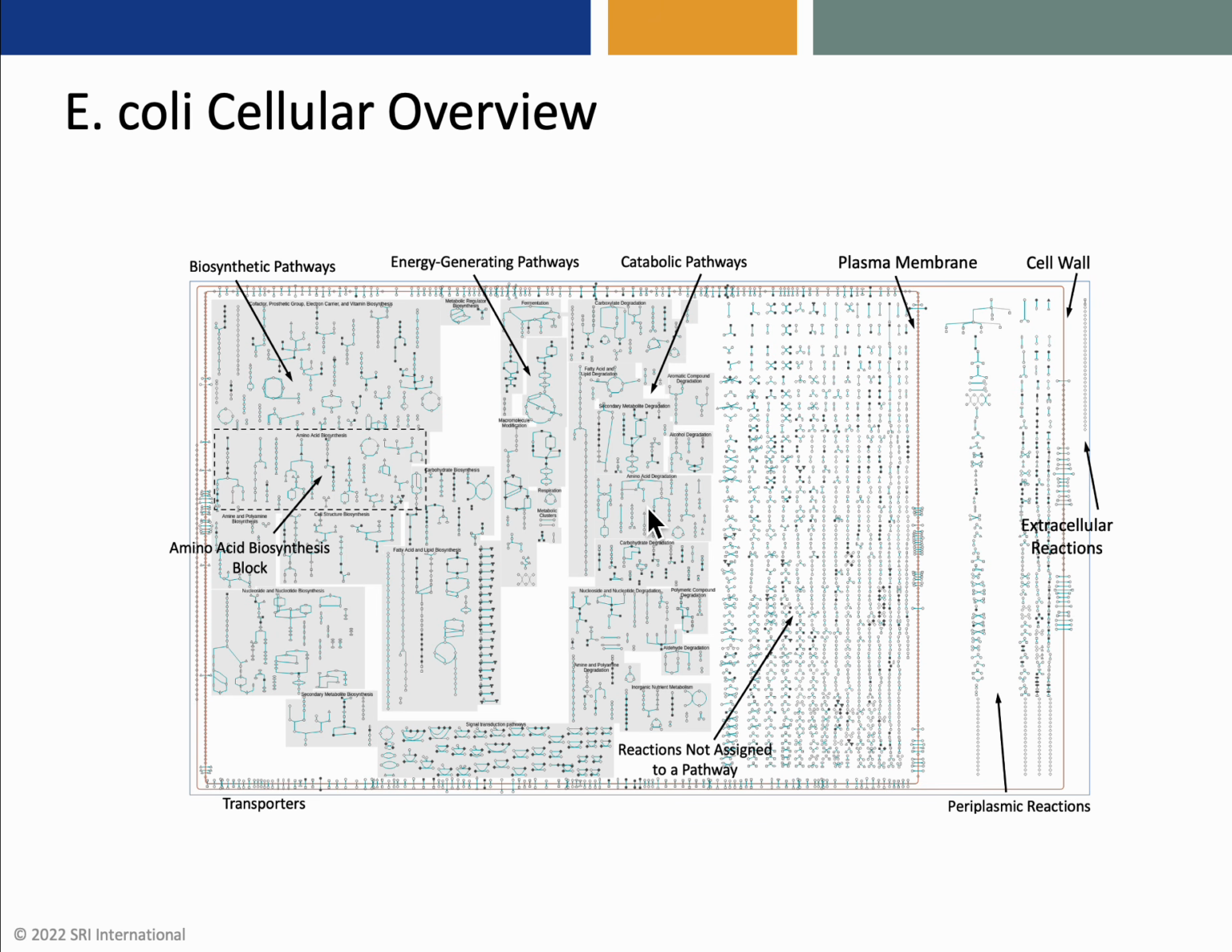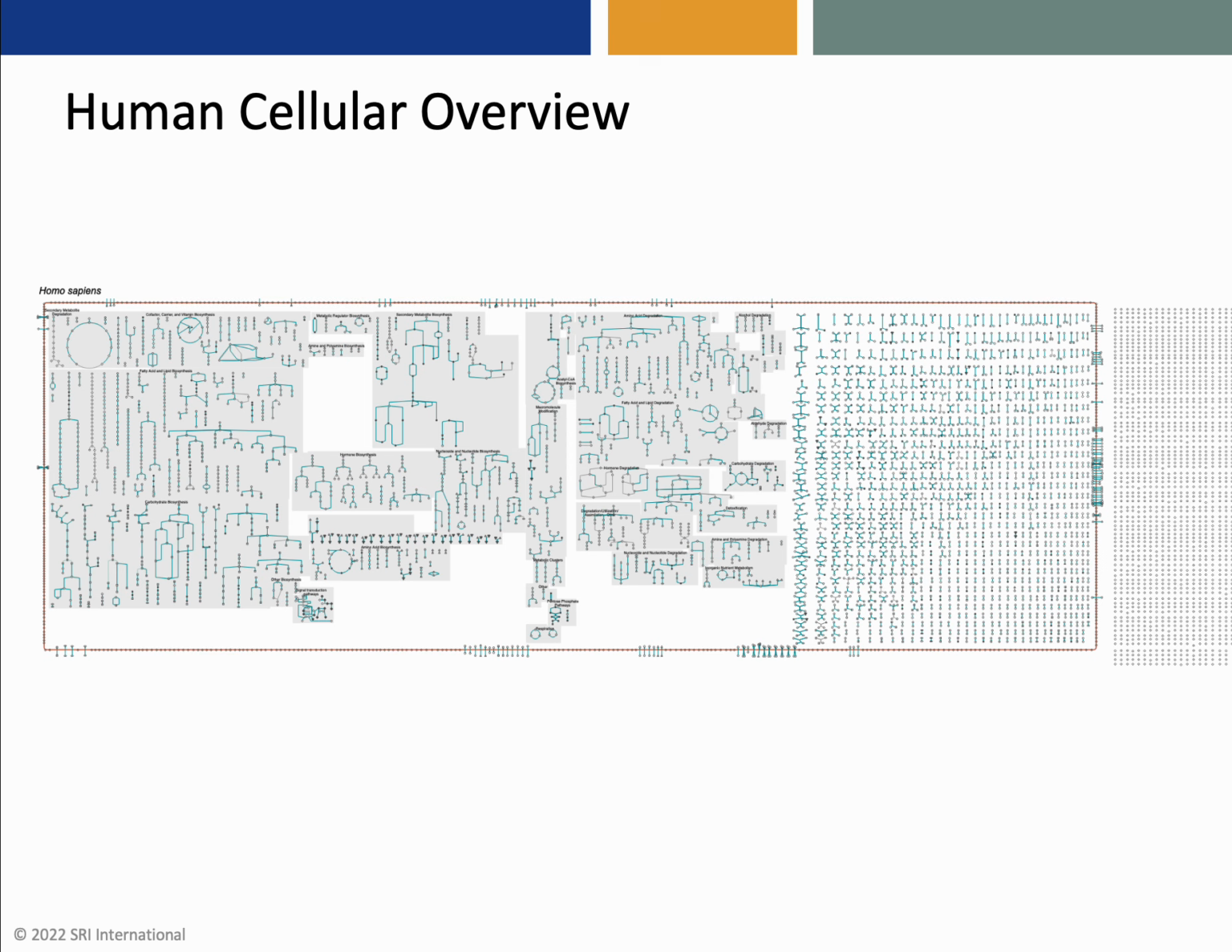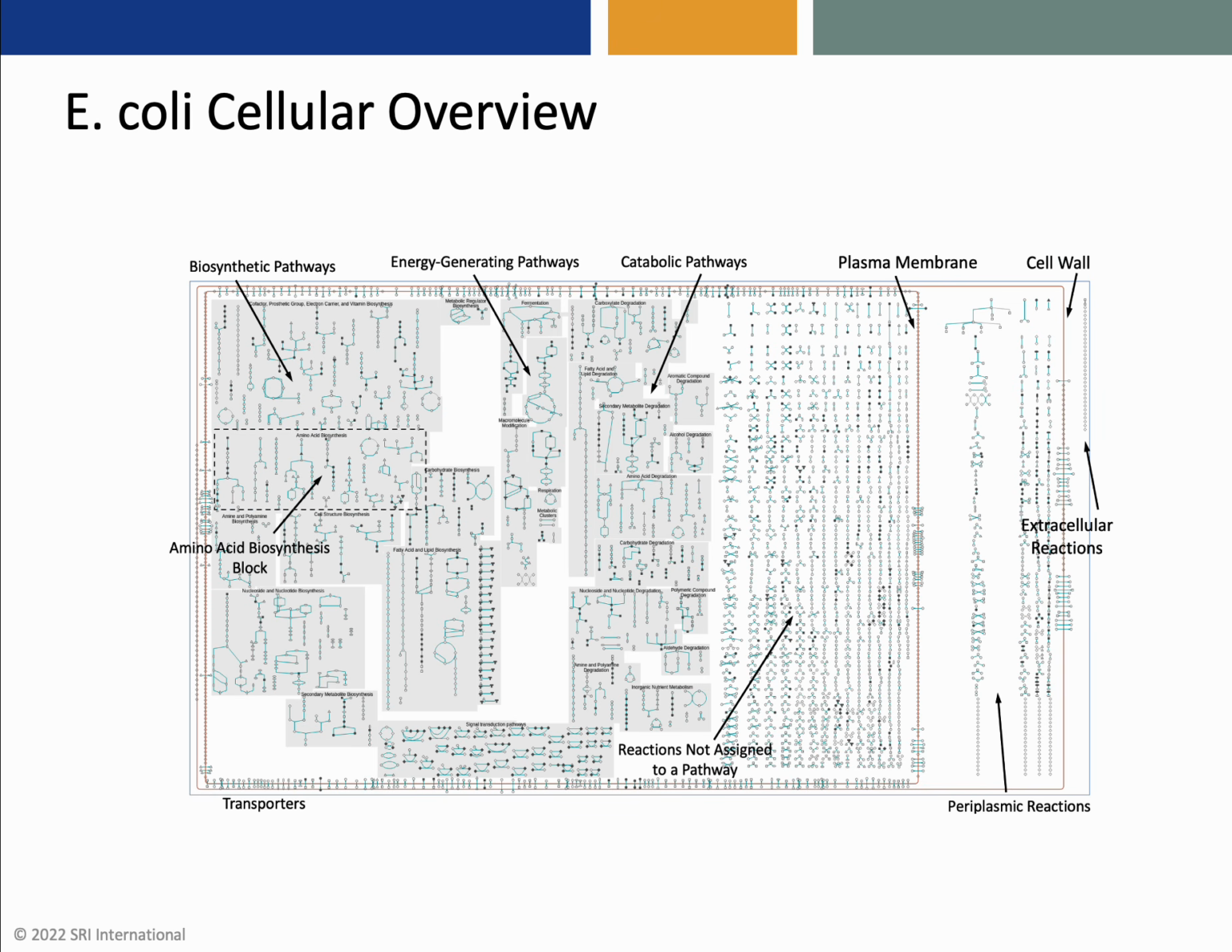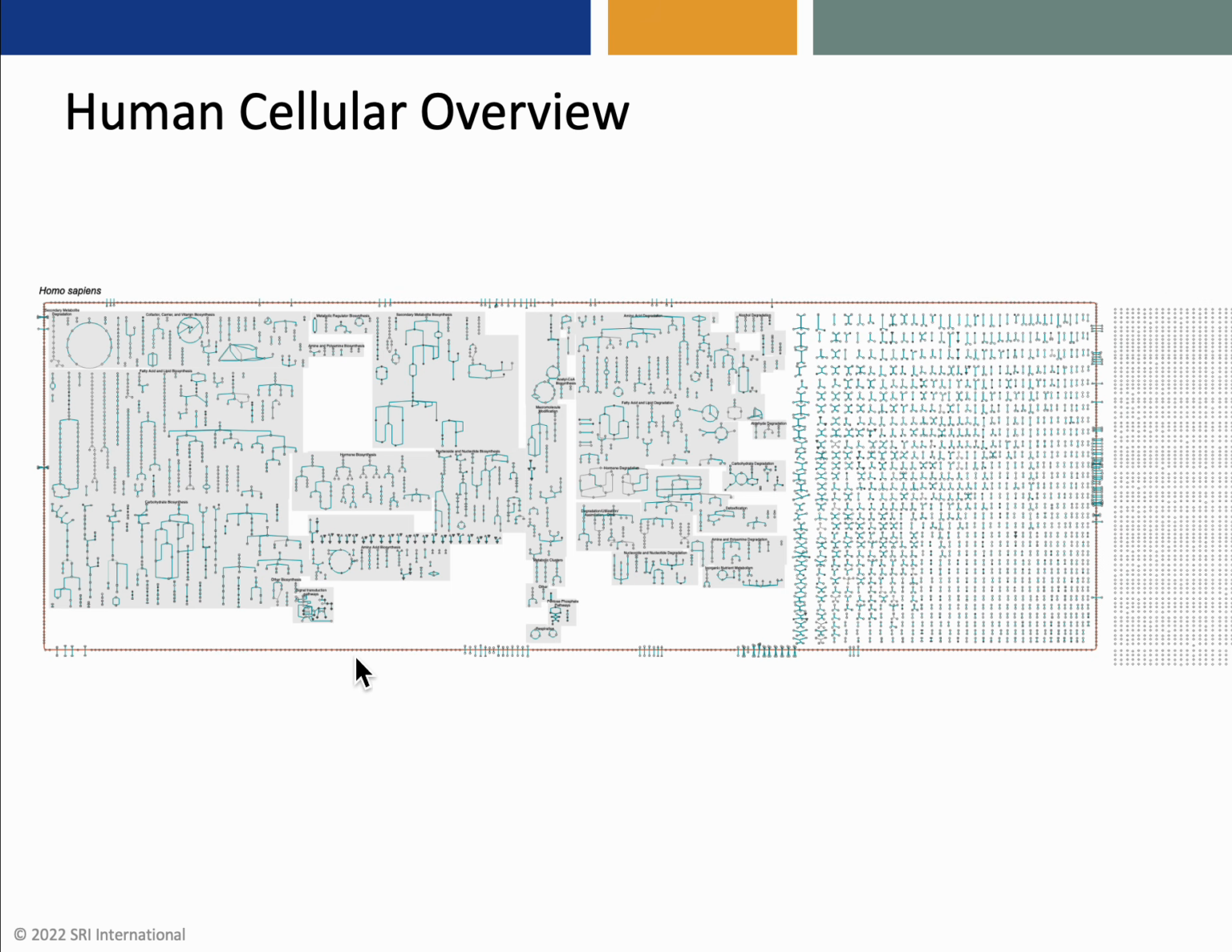And then we organize the pathways into sub-blocks by grouping together related pathways. Like these are all the nucleoside and nucleotide biosynthesis pathways and the amino acid biosynthetic pathways. Okay, so this is the human cellular overview, and of course, since humans have a different complement of pathways, it has a different shape than the E. coli diagram, but again uses the same basic layout where the biosynthetic pathways are on the left.